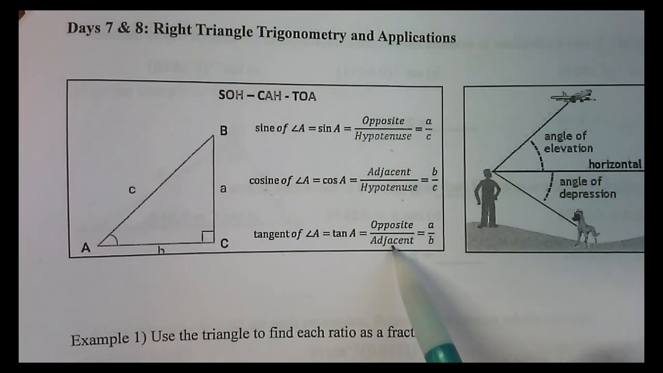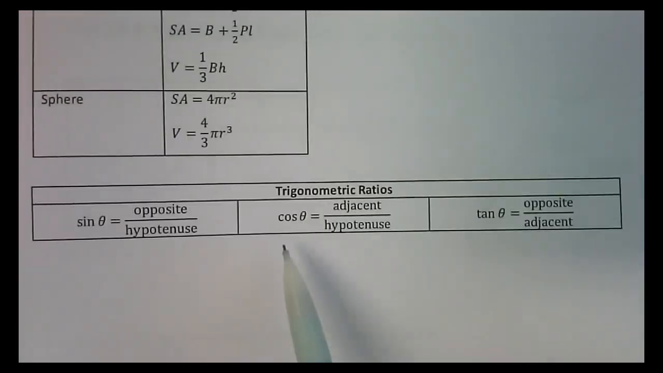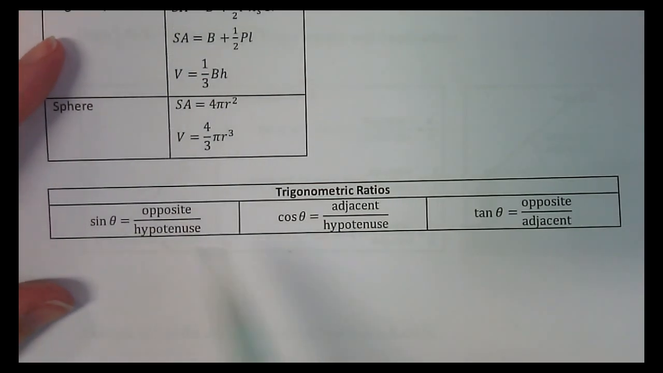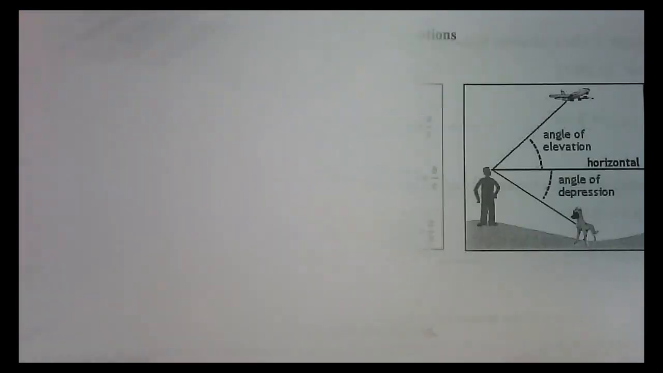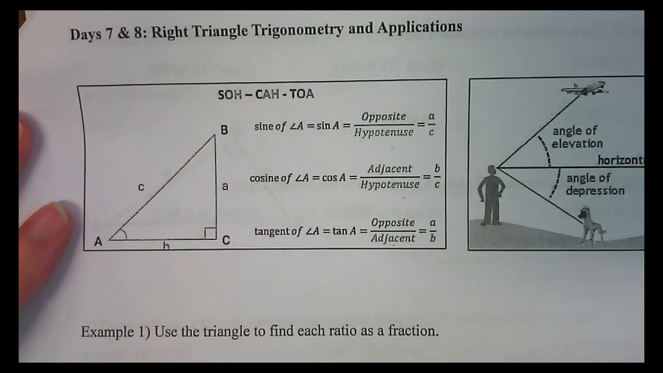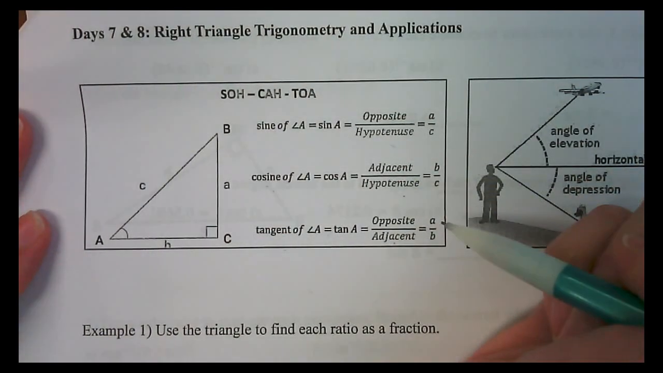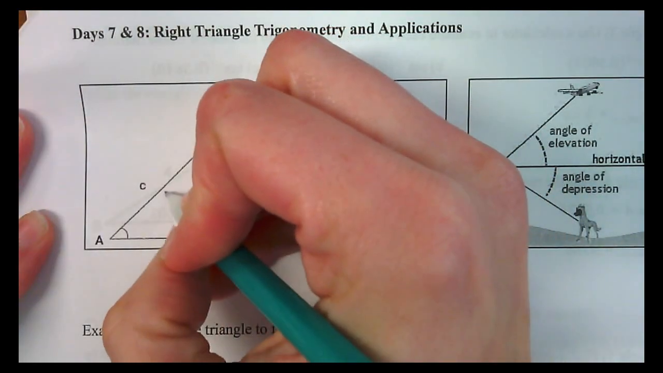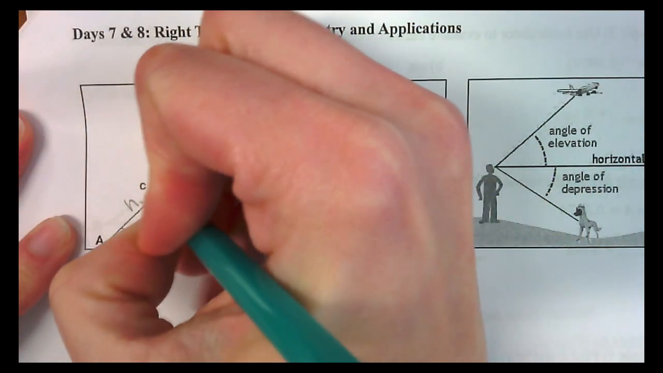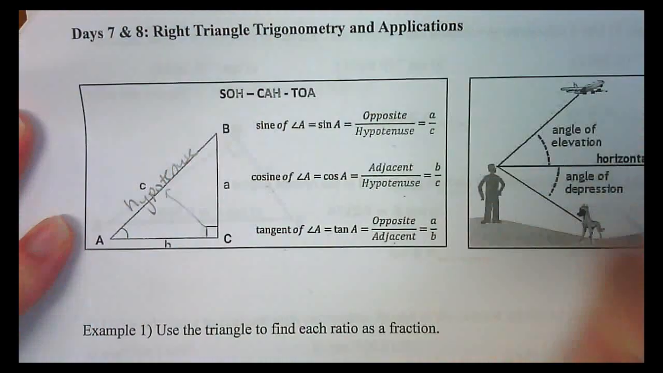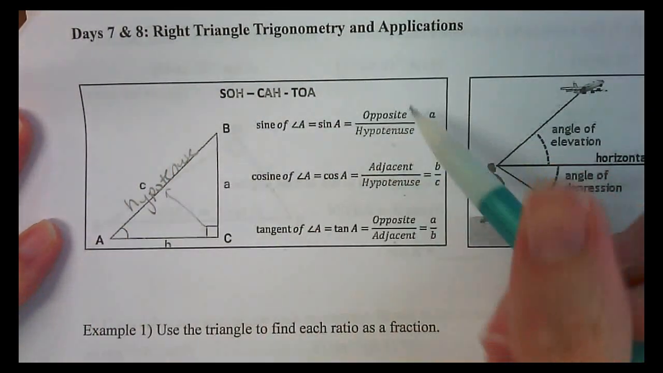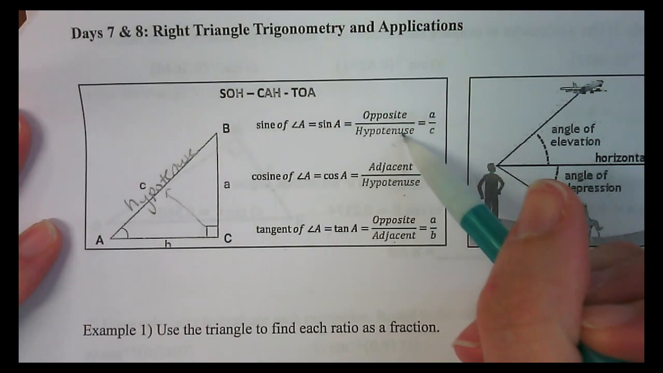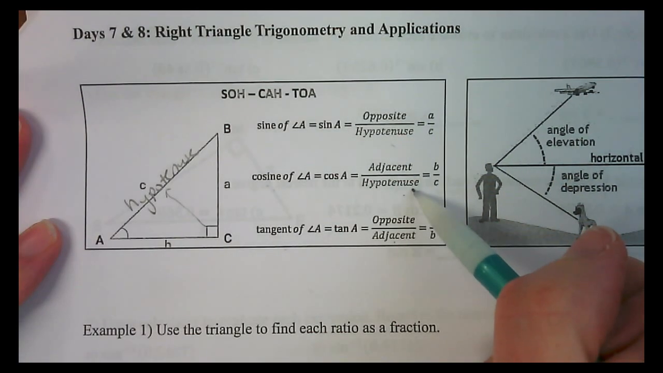You do not have to memorize these. These are all going to be on your formula sheet. So you'll have these formulas. No need to memorize. What you do need to remember is how to identify these different pieces. The hypotenuse is always the side that is across from the right angle. It is always the longest side. So we use hypotenuse as the denominator in sine and in cosine.